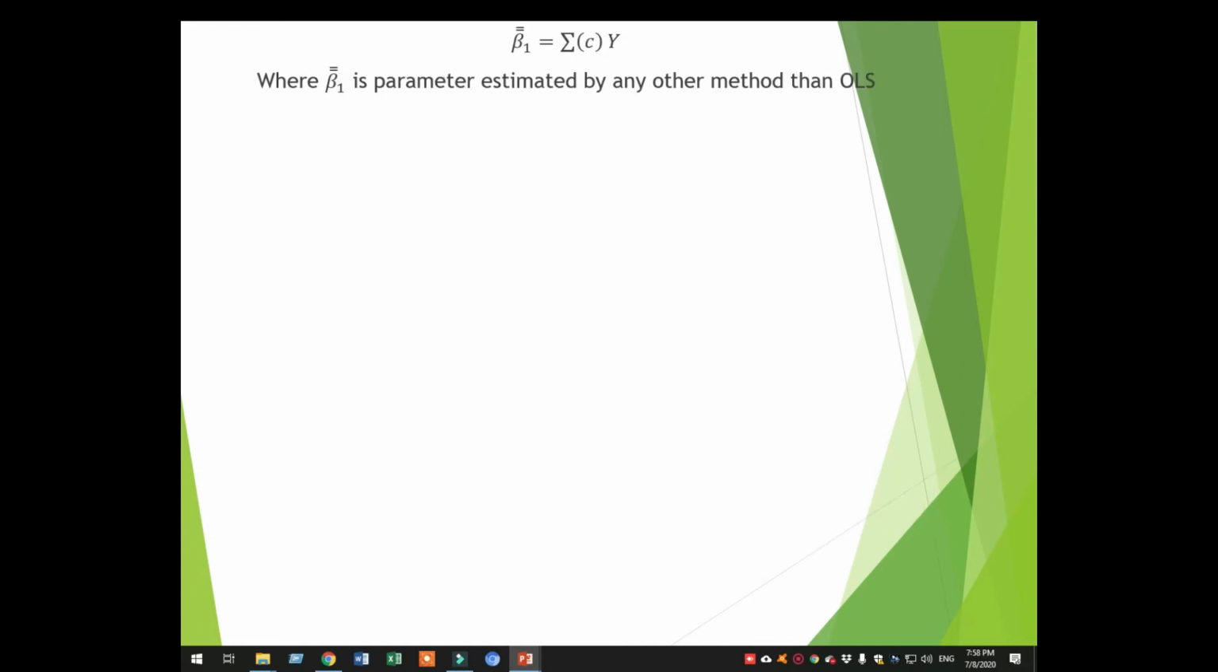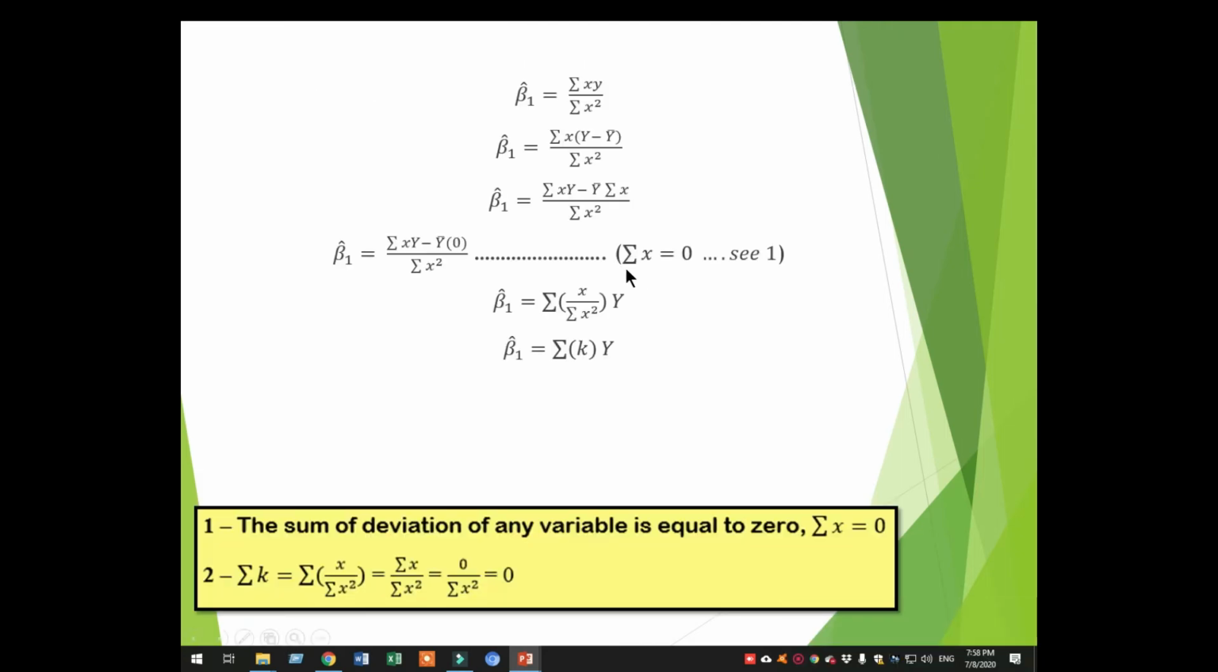That would be something like summation cy instead of summation ky, because you know that the k factor was extracted from the ordinary least square process. If you remember, look here, that k was replaced by this factor, and this factor was extracted from this formula. It means that the k factor is being driven by the ordinary least square process. If we change this k, it means that I am not following the OLS process, I am following some other method.